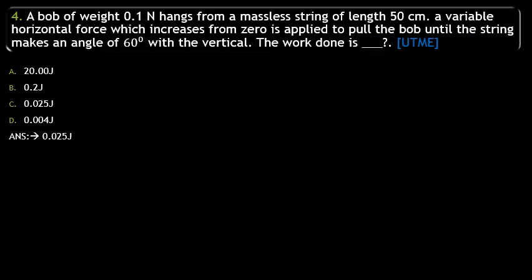Alright, so a bulb of weight 0.1 newton hangs from a massless string of length 50 cm. A variable horizontal force which increases from 0 is applied to pull the bulb. The string makes an angle of 60 degrees with the vertical. The work done is dash.